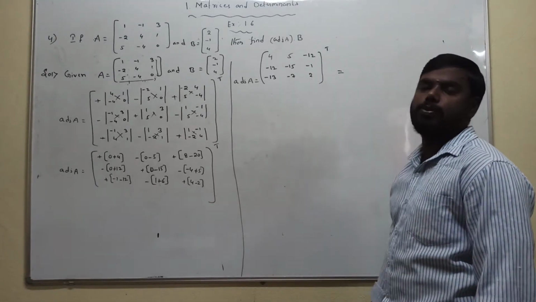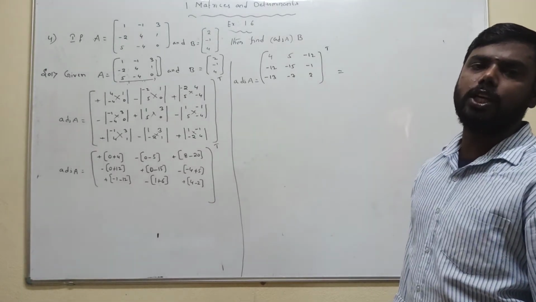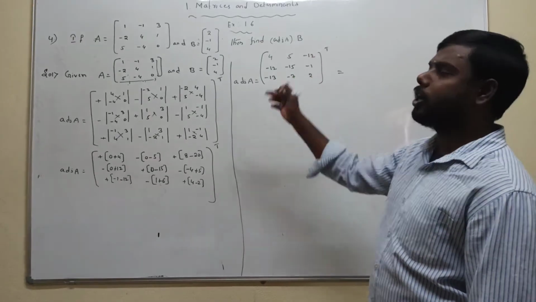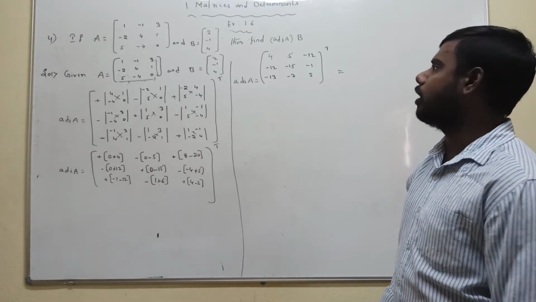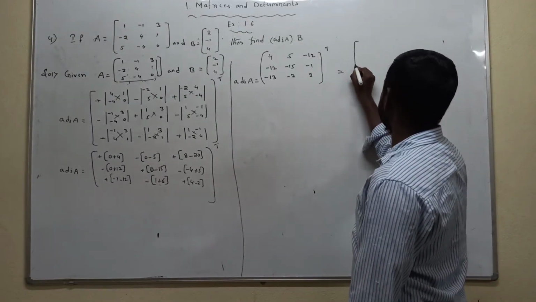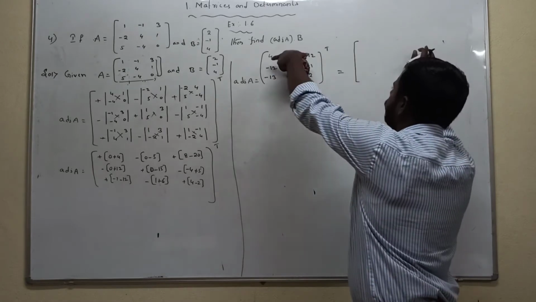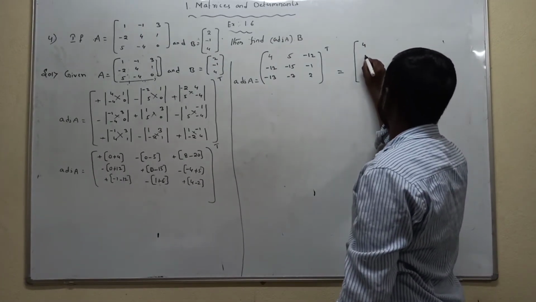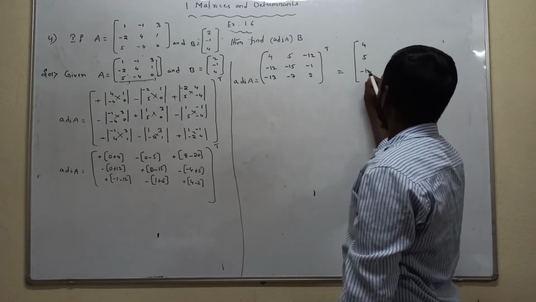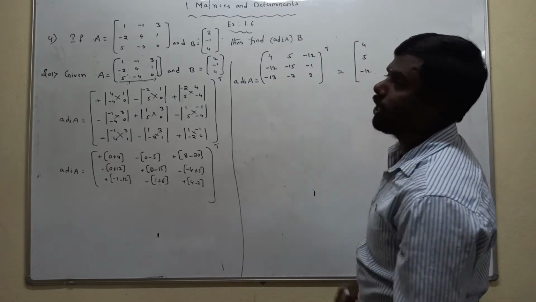Now, the transpose of a matrix is nothing but interchanging rows and columns. Means first row is replaced with first column, second row with second column, third row with third column. That's why it is interchanging rows and columns. So the first row, 4, 5, minus 12, can be written as the first column. So the first horizontal elements are written vertically.